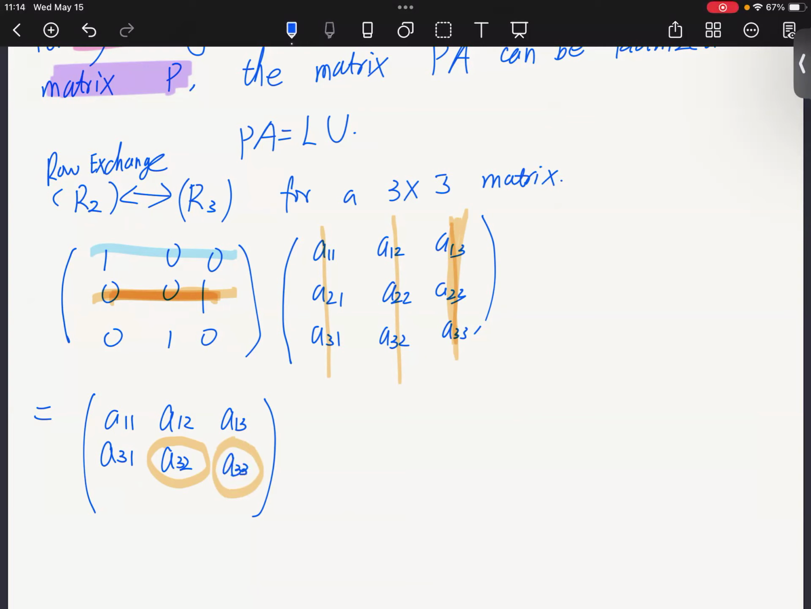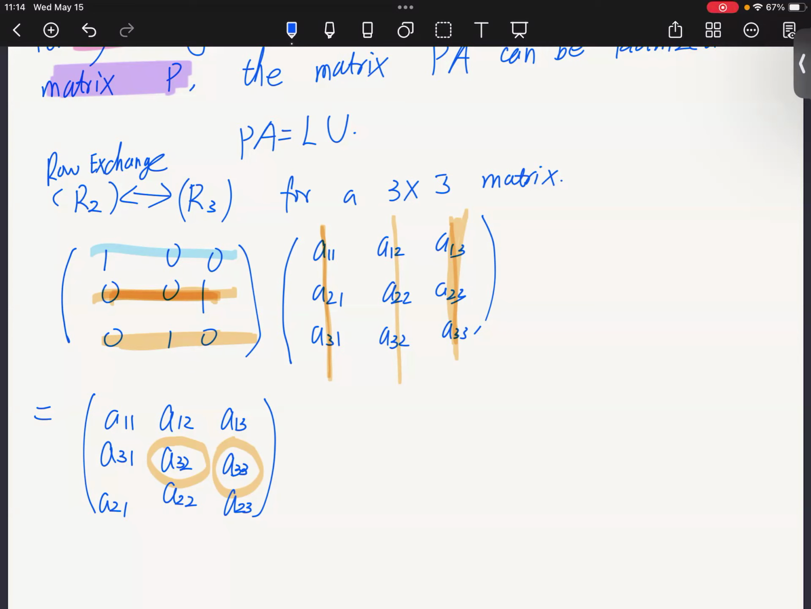And you would do the same thing for the third row. The third row times the first column, and then we got A21, and then the third row times the second column, and we get A22 and then A23. And this is how we do the row exchange with the matrix multiplication. Can you see that? So the row exchange, or row combinations, matrix is quite simple. You just need to switch the corresponding rows in the identity matrix.